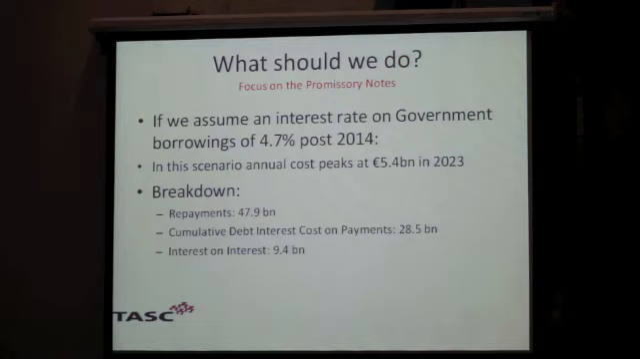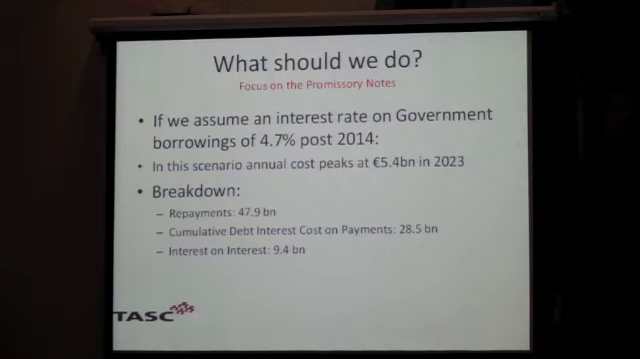Well, we could look at the promissory notes. These are the promissory notes that were given to fill the hole in Anglo-Irish Bank. If we assume a 4.7% interest rate on Irish borrowings post-2014, and assuming we are borrowing in each of those years, the annual cost will peak at 5.4 billion for Anglo-Irish Bank, which, as Tom Healy mentioned, is the national school system. That's the national school system paid for 2 years in 2023 alone.